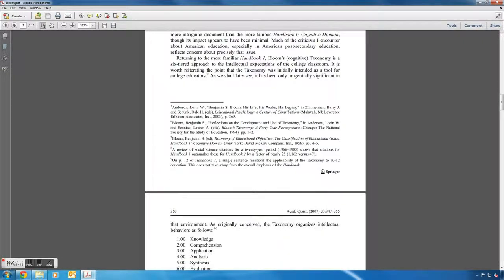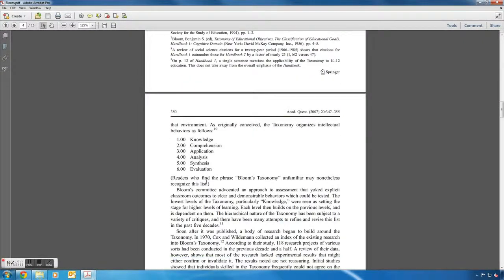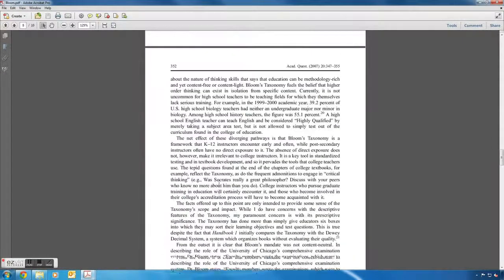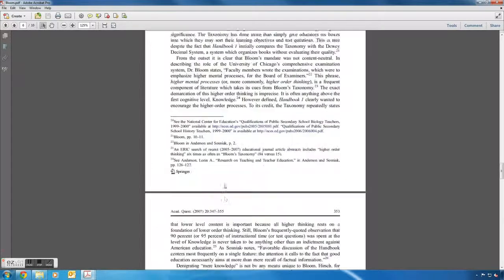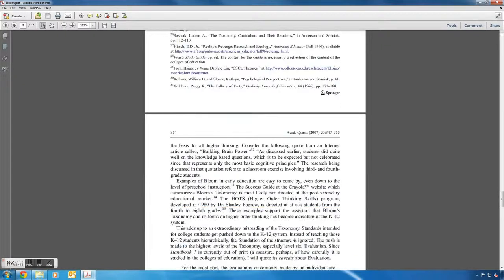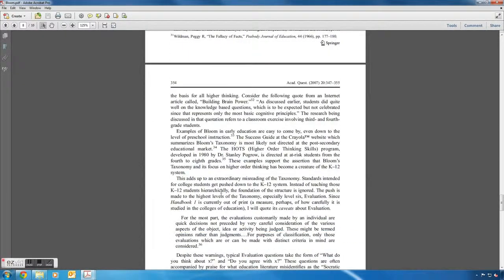He has the handbook, and then he gives him more of a history lesson here. Alright, let's continue that. He gives a really good history lesson of Bloom's. Examples of Bloom's in early education are easy to come by, even down to the level of preschool instruction. The Crayola website's guide, which summarizes Bloom's taxonomy, is most likely not directed at the post-secondary educational market.